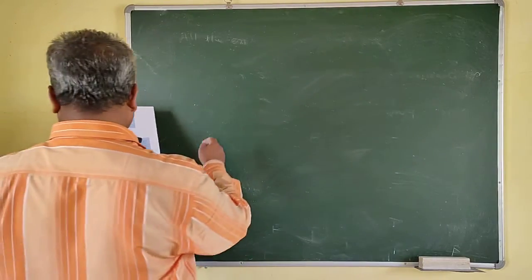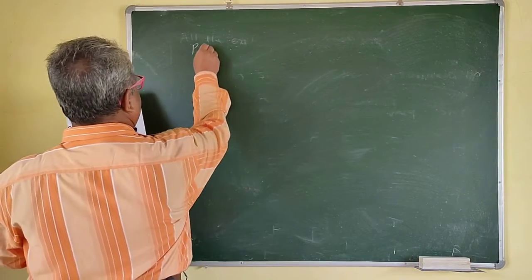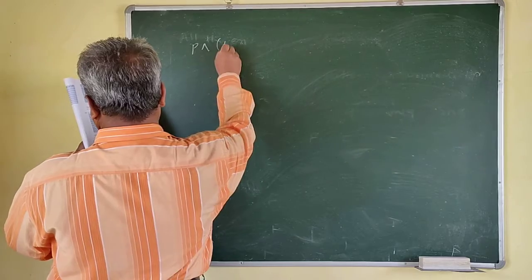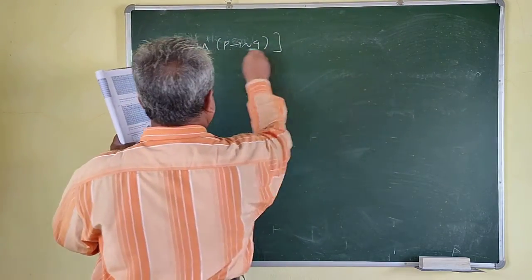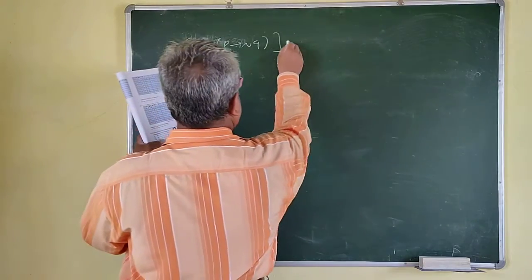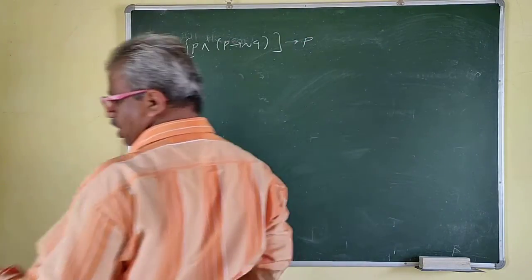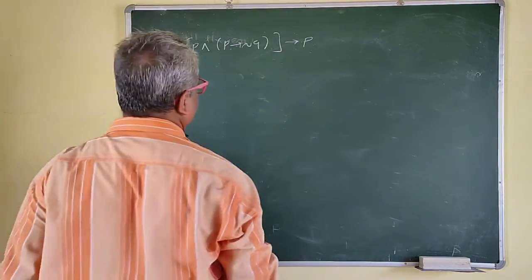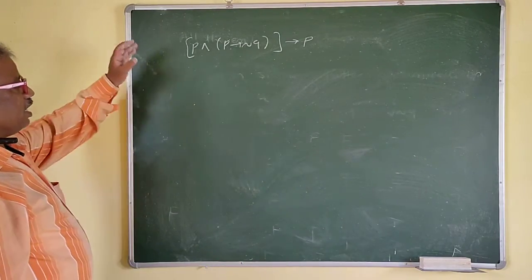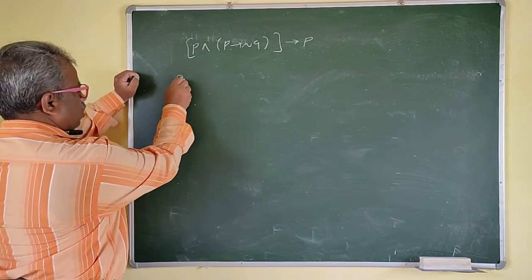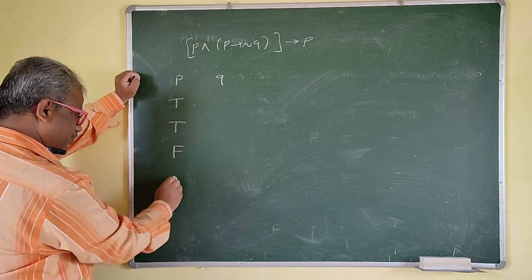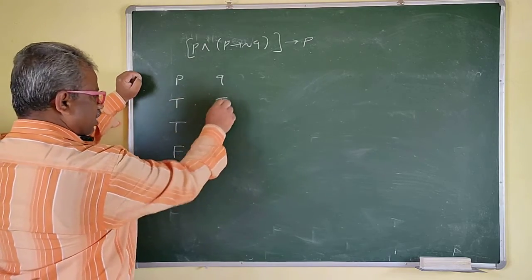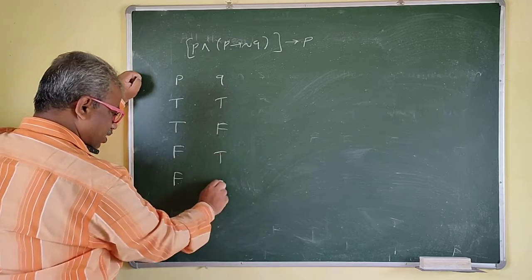So we'll take one more example: the square bracket P and P implies negation Q, closed, implies P. We have to check whether this is a tautology, contradiction or contingency. Again there are two letters, so here P: 2T, 2F. Then Q: 1T, 1F, 1T, 1F.